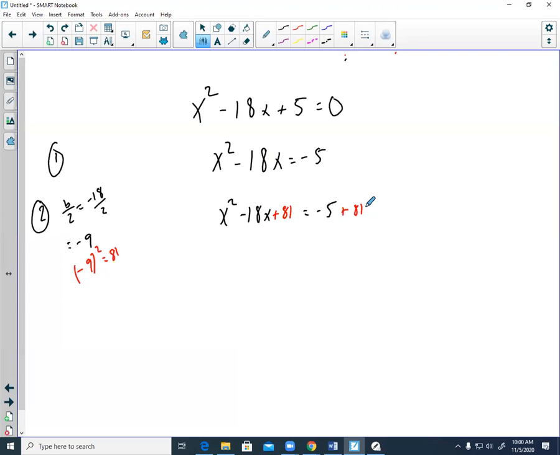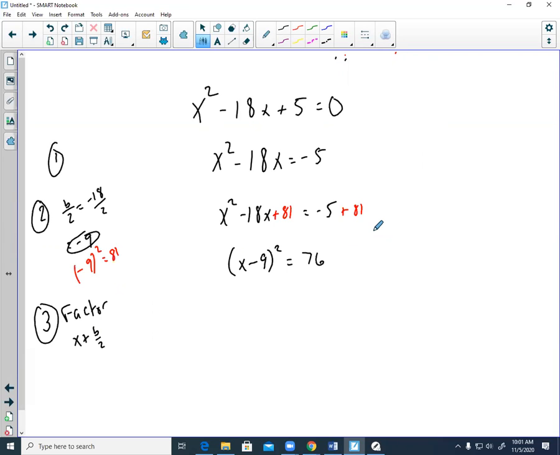All right, so now I'm going to factor this side and combine everything on this side. So one thing to remember is, for step 3, you factor. And remember how I said that it factors into x plus whatever b over 2 was. And in this case, b over 2 is negative 9. So x plus negative 9, which is the same thing as x minus 9. And then negative 5 plus 81 is 76. And now it's in a form that we can solve using roots.